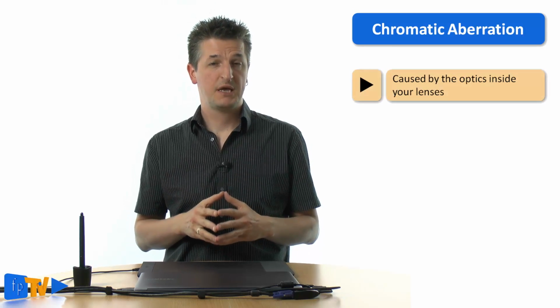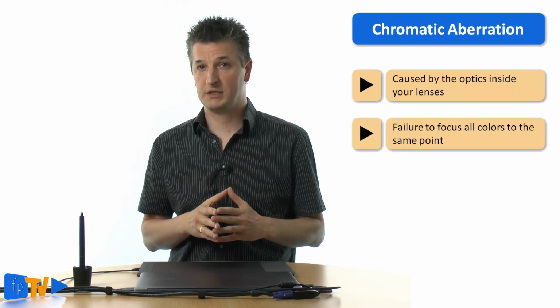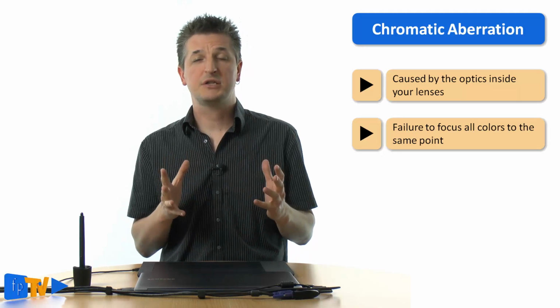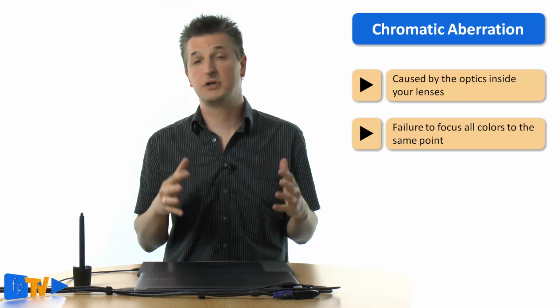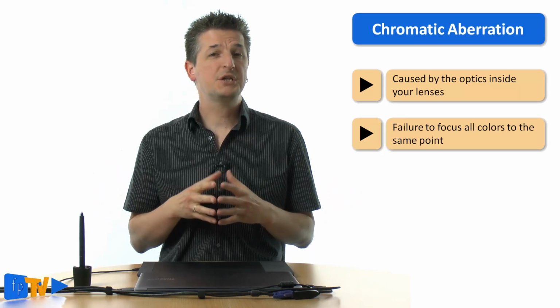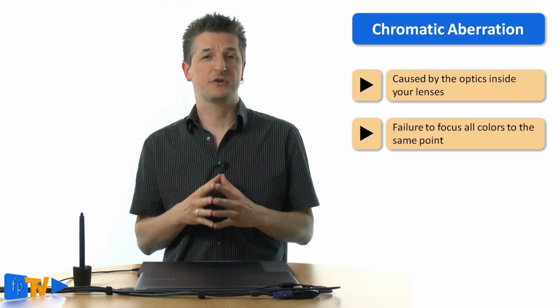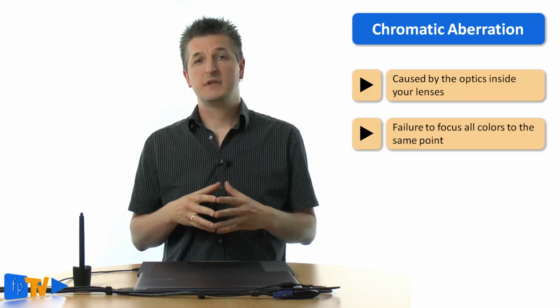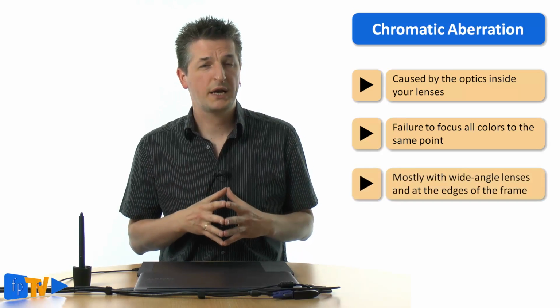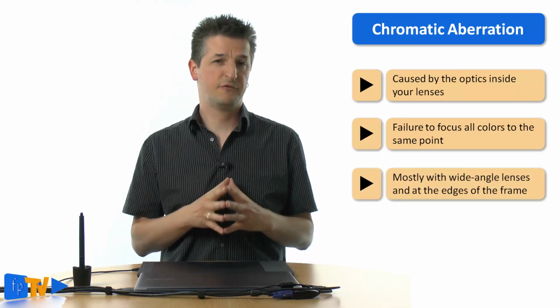Chromatic aberration is an optical effect that comes from your lens. Essentially, it's a failure to focus all the colors of one image pixel to the exact same spot on your sensor. Now, light is usually made up of different colors or different wavelengths, and each of these colors is refracted differently by the glass in your lens. This effect is especially apparent in wide-angle lenses and at the edges of your frame.